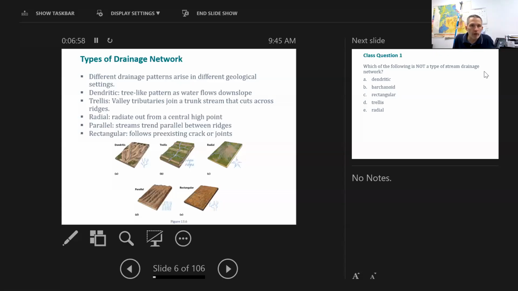You can have parallel streams that are very similar to trellis. Again, rivers in parallel indicate that the rocks have been buckled in a slightly different fashion. If you have rectangular patterns, these are where rivers are going to follow pre-existing cracks or joints or faults. And so if you have these 90-degree bends, you might want to buy earthquake insurance. So looking at these drainage basins, we can learn a lot about the environment without actually looking at the rocks.